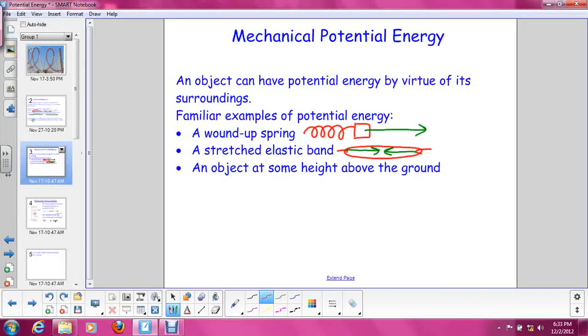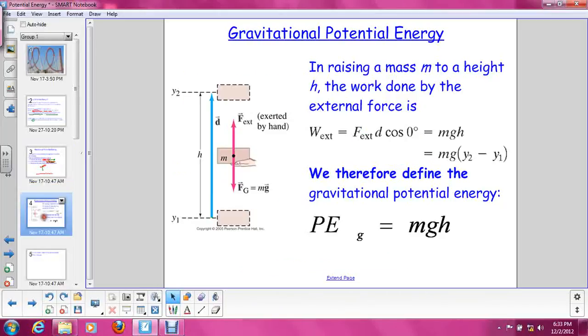And finally, another example is an object at some height above the ground. So if we look at a skydiver falling through the air and the ground is down here, they've jumped out of the plane. The only way that they can go is down because of gravity. So they have energy stored inside themselves because of their position relative to the ground. So gravitational potential energy is stored energy due to raising a mass some height above a certain point.